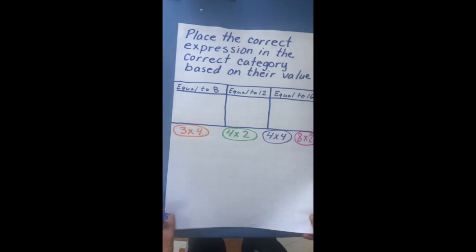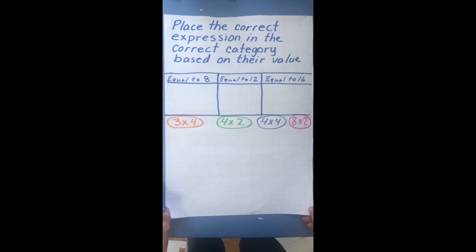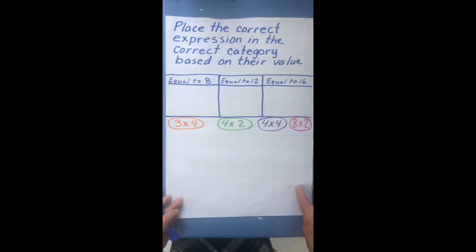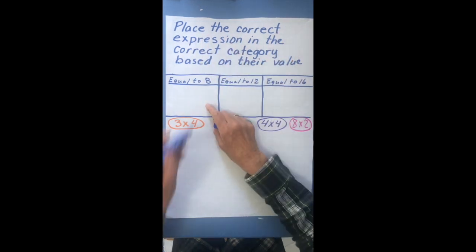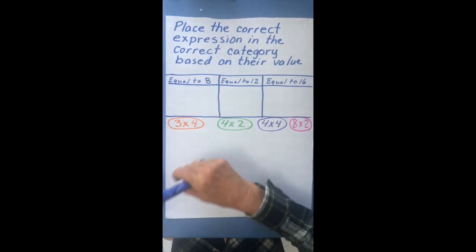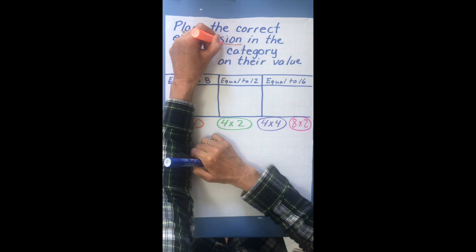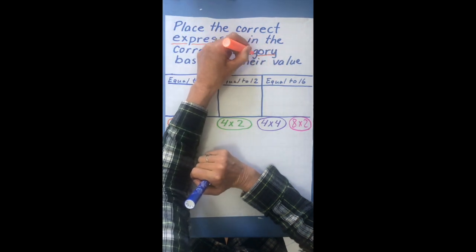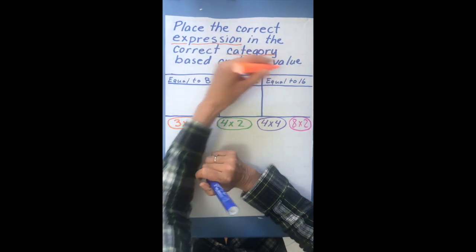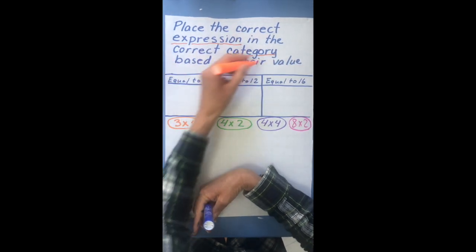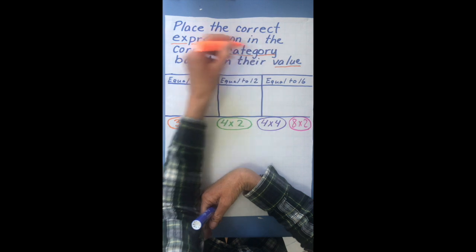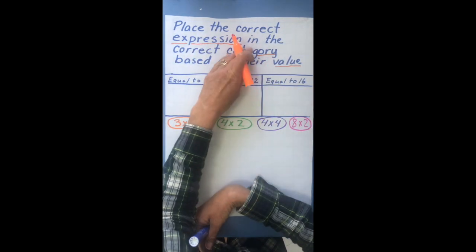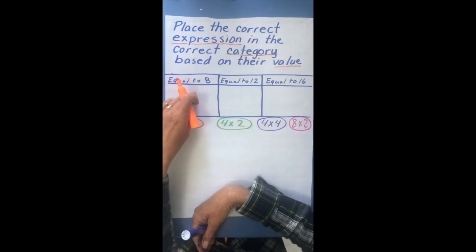Now these are getting progressively harder, so this is probably the hardest one. It says, place the correct expression, and that's again one of those math words, in the correct category based on their value. So there's like 3 words here. Expression, remember that means they don't have equal signs. The category. Category just means the box.